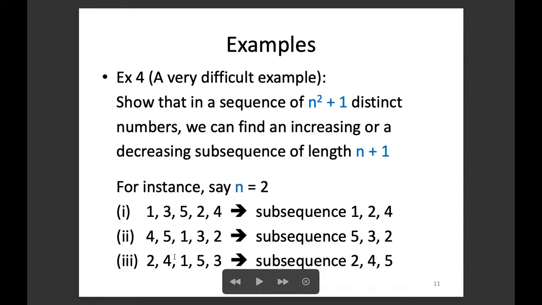For this one, I have 4, 5, 1, 3, 2. Now, if we check everything carefully, there won't be any increasing subsequence of length 3. But then we can, on the other hand, find a subsequence 5 and then 3 and then 2. So this is the subsequence 5, 3, 2, and it is decreasing. Okay, so no matter how you write down the n squared plus 1 numbers, we can find a certain subsequence of length n plus 1, and this subsequence is increasing or decreasing.